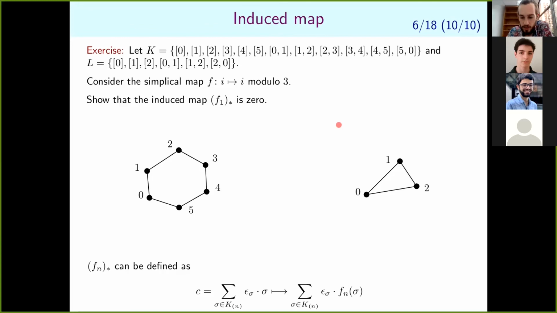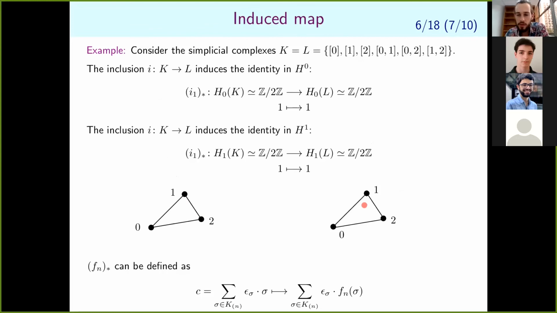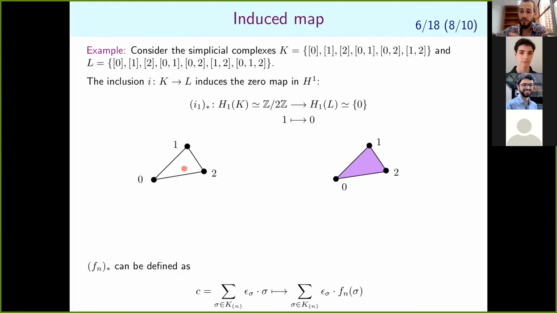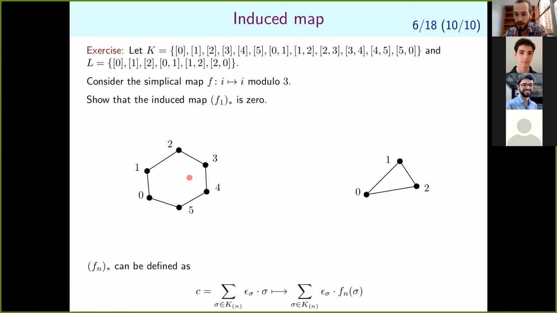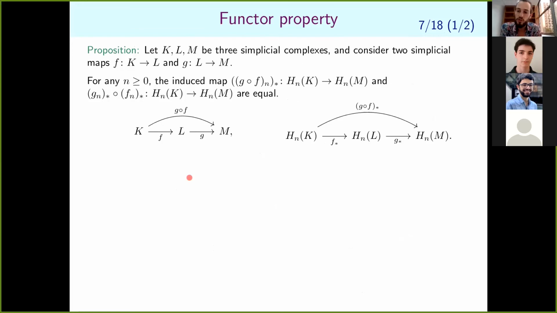If I have the identity map, the induced map is also the identity. Sometimes I can fill my circle, in which case the induced map is zero. And if there are other circles at the end, well, I'm just the inclusion map. Okay. So this is functoriality.